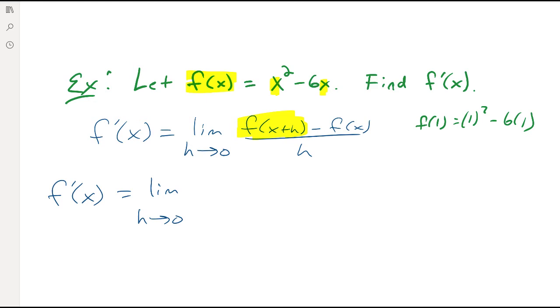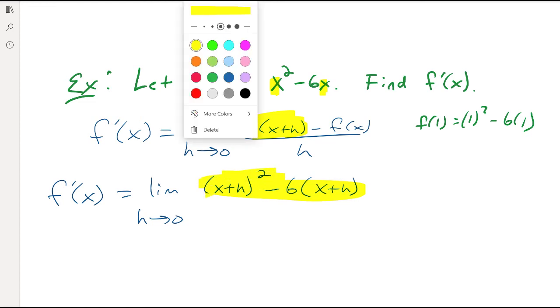Instead of x squared, it's going to be x plus h quantity squared, minus, not 6x, but minus 6 times the quantity x plus h. Okay? So all we did there was just a substitution. So all of this that I'm highlighting is f of x plus h. Okay?